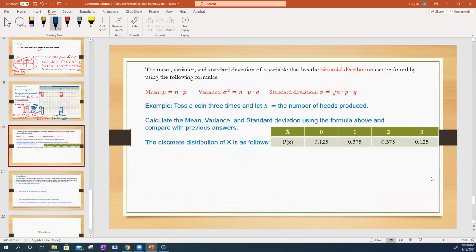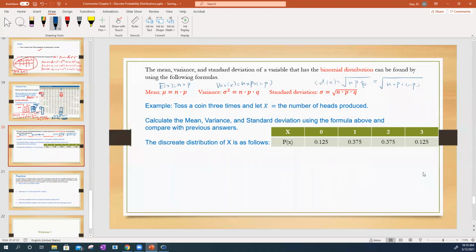Okay, and then the mean, variance, and standard deviation for a binomial distribution. Of course, we have an easier way to do it. The mean, or the expected value, is just n times p. And the variance is n times p times q, which is 1 minus p. The standard deviation of x is the square root of npq, or the square root of n times p times 1 minus p. It's the square root of the variance. As long as you get the variance, you got it.